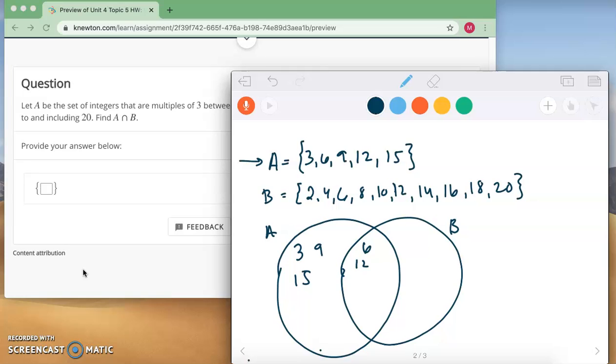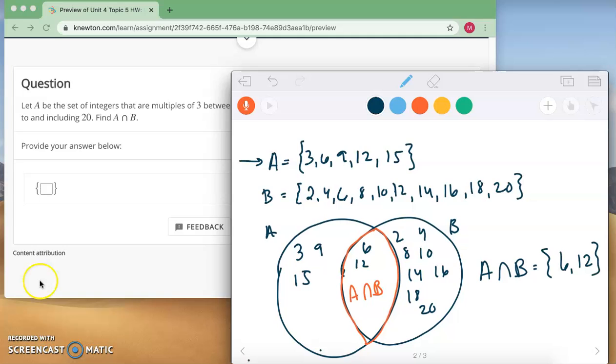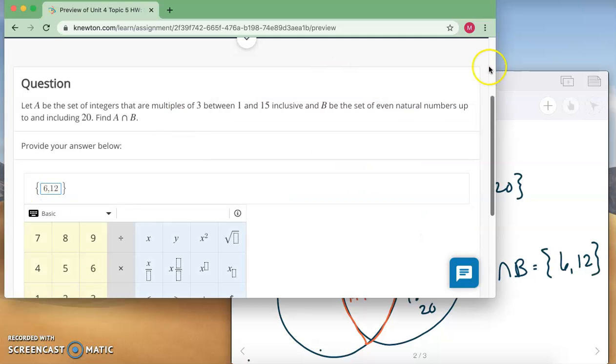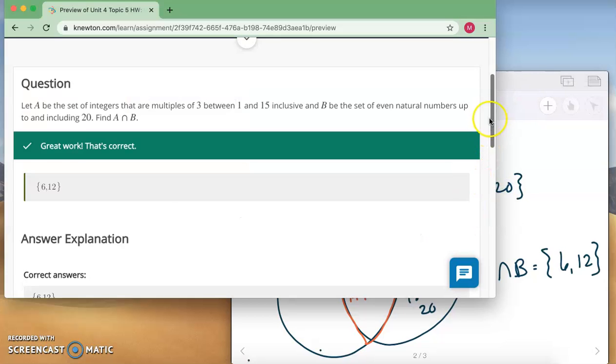So B is quite a bit bigger, but we know that none of the rest of these are going to be in the intersection, right? Because if they weren't in A, they're definitely not going to be in the intersection of A and B, but I'm still going to write them out just for completion's sake. So we have 2, 4, 6 now is in the intersection already, 8, 10, 12 is also in the intersection, 14, 16, 18, 20. Again, we're only concerned with what's in here. This is A intersect B. So we would say that A intersect B equals 6 and 12. So let's put that in, check our answer, 6, 12. Submit. Great work, that's correct.